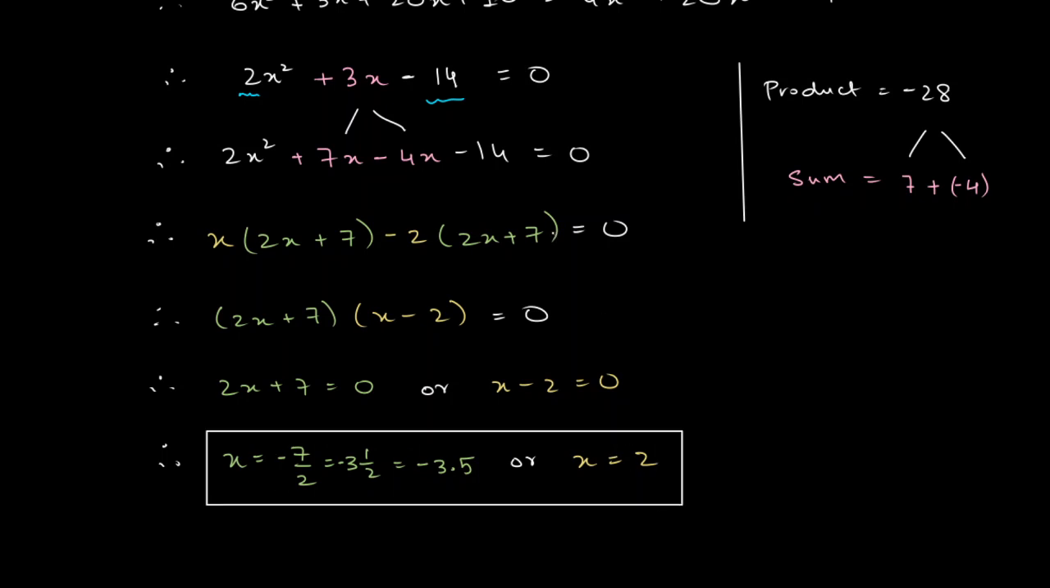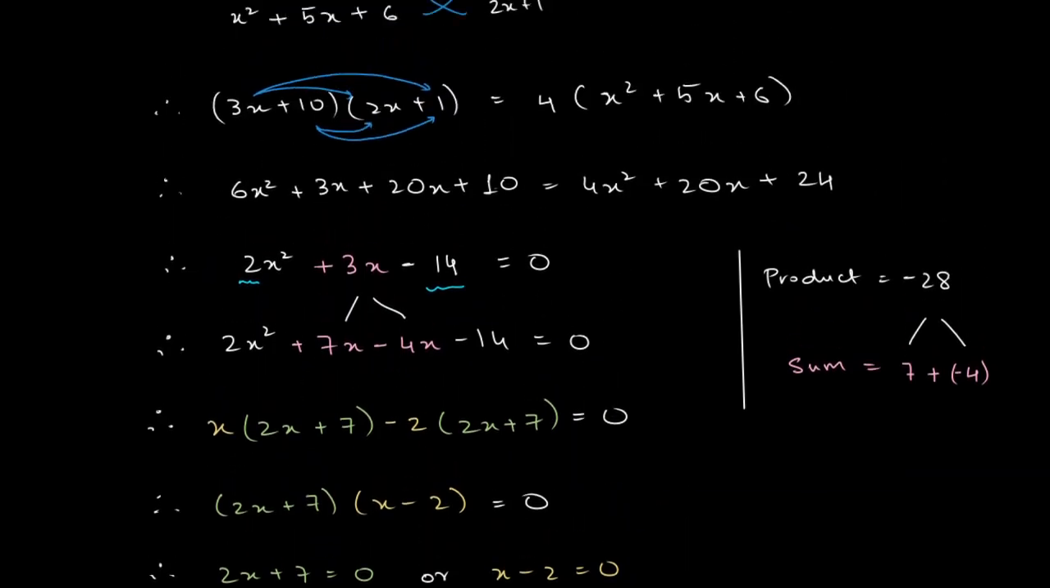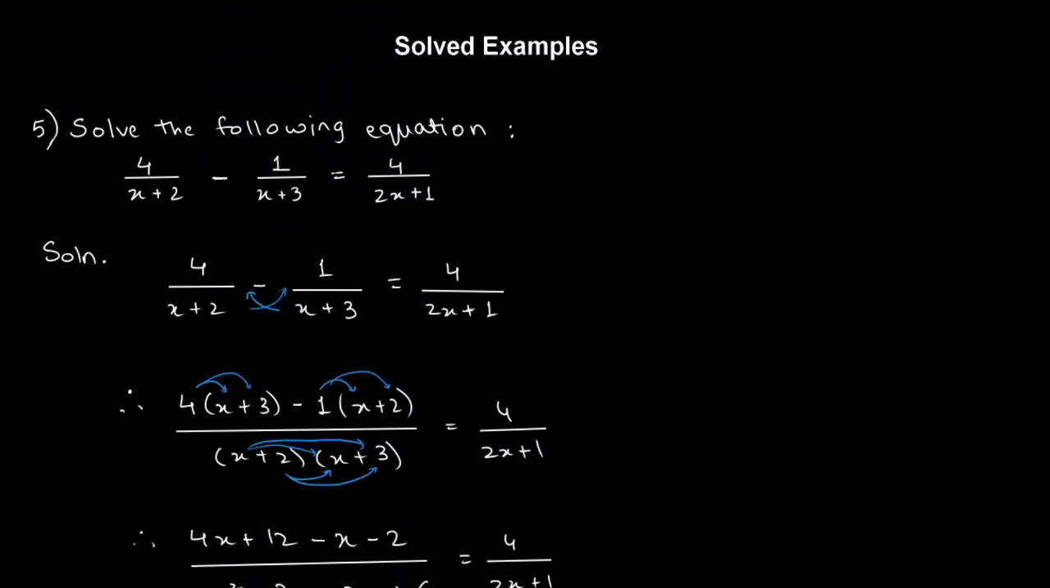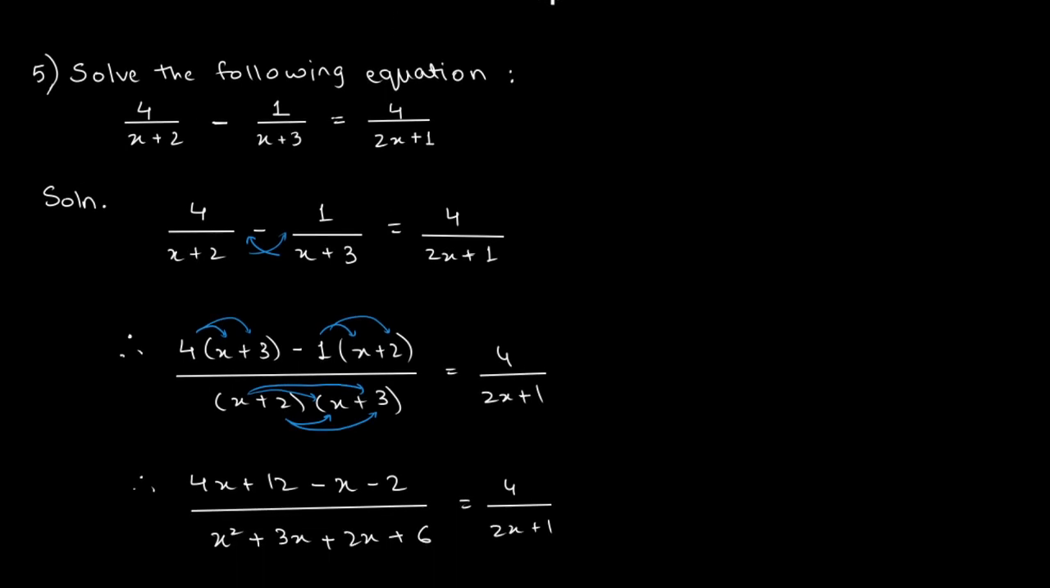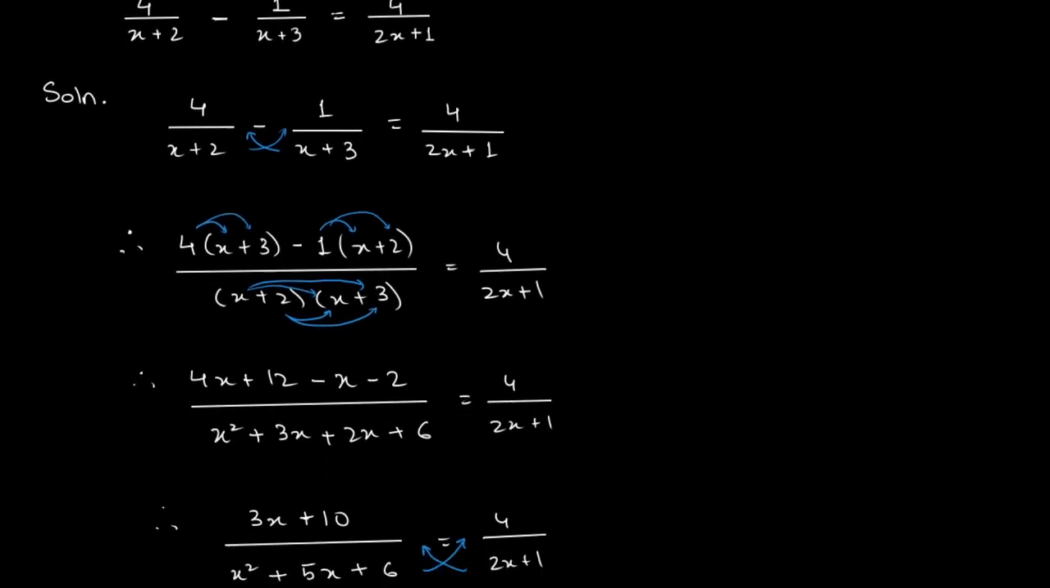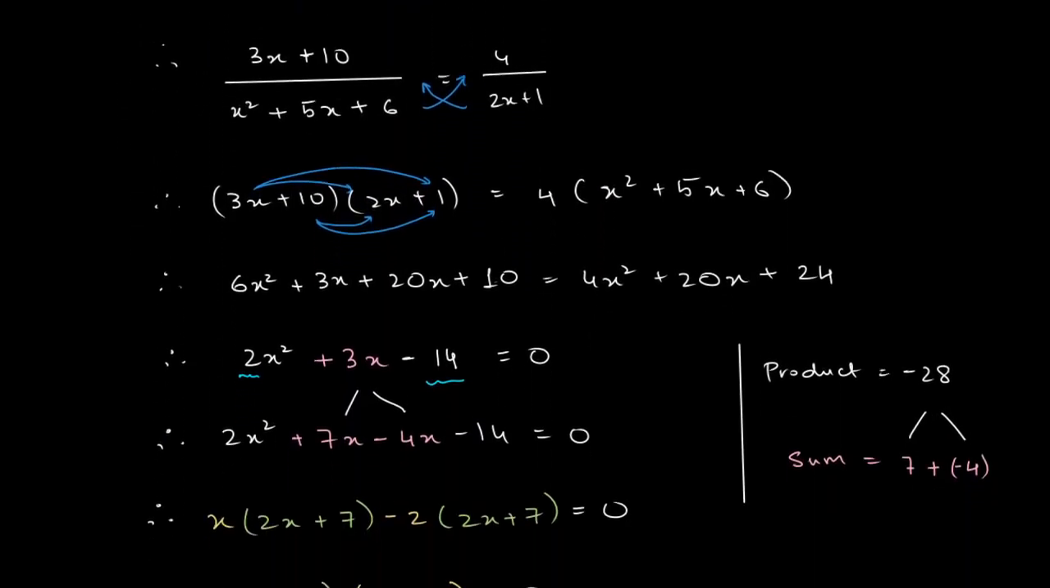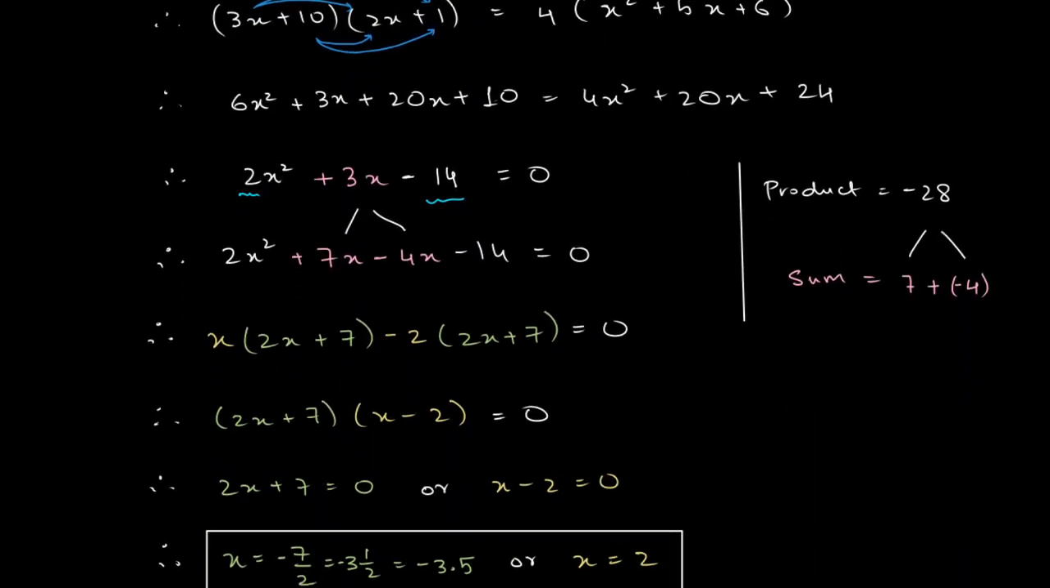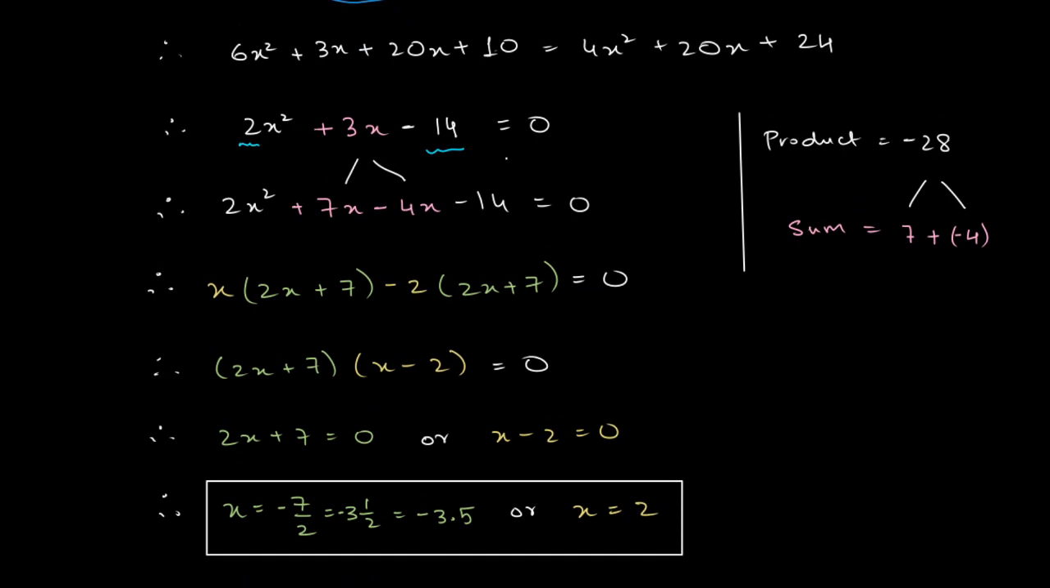So sometimes we get an equation which isn't exactly a quadratic equation to start off with, right? As you can see in this question, it isn't a quadratic equation to start off with, which we needed to simplify a lot, and then eventually it ends up becoming a quadratic equation which we can solve by splitting the middle term.